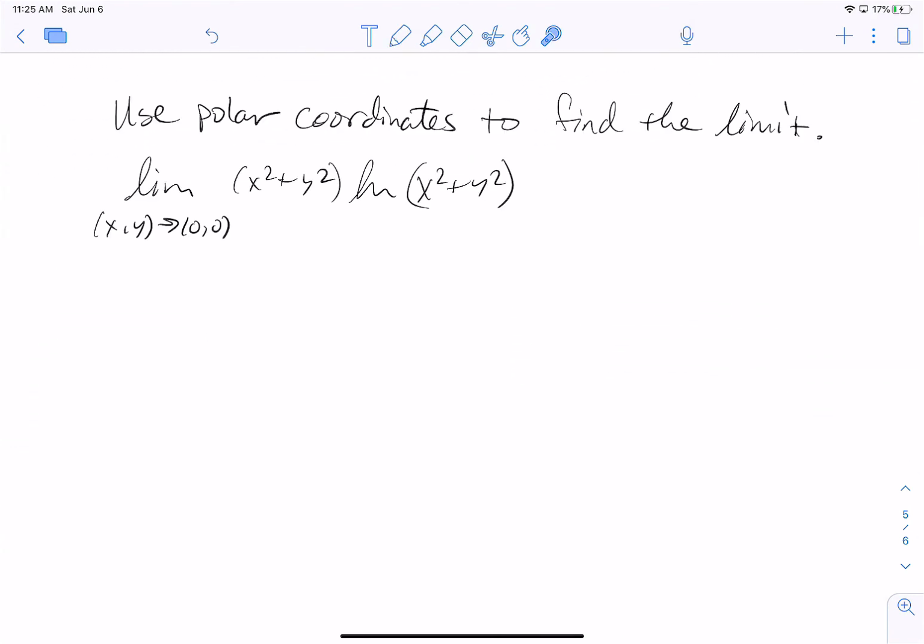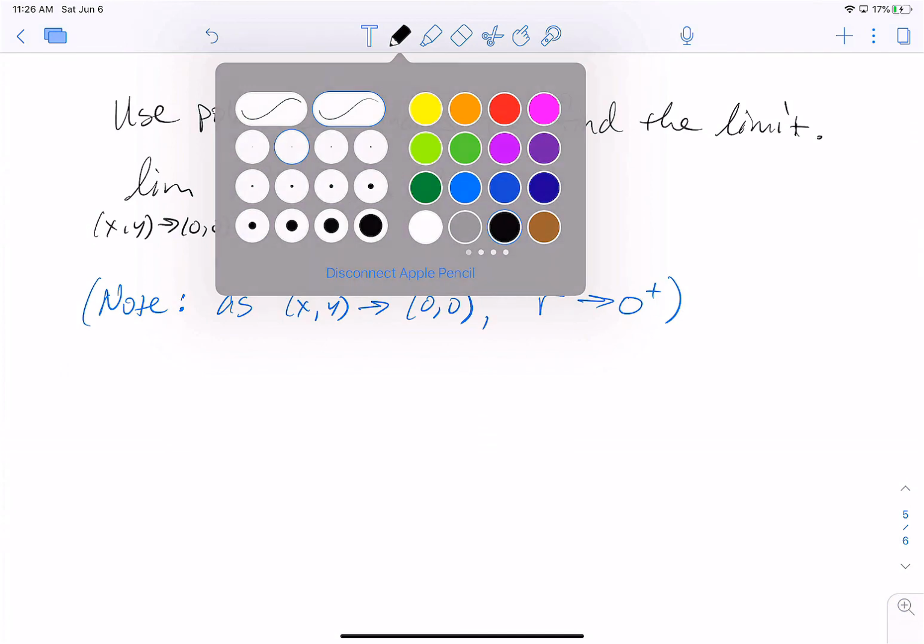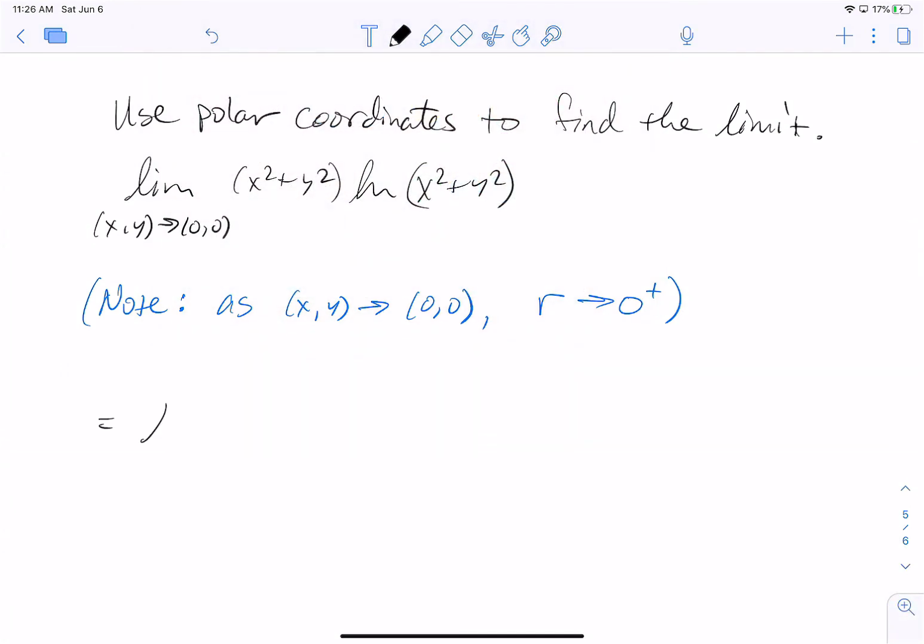We are in fact instructed to use polar coordinates to find the limit as (x,y) approaches (0,0) of the quantity x squared plus y squared times the natural log of x squared plus y squared. We'll note that as (x,y) approaches (0,0), r approaches 0 from the positive side, r of the polar coordinates, of course. So our limit becomes the limit as r approaches 0 from the positive side of r squared times the natural log of r squared.